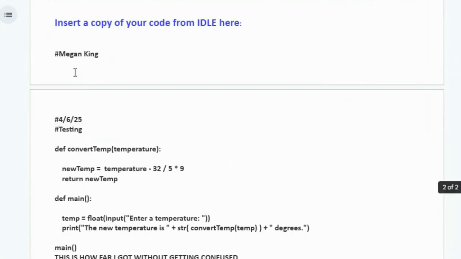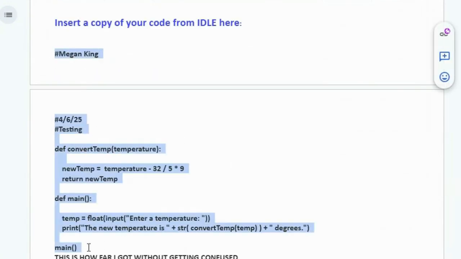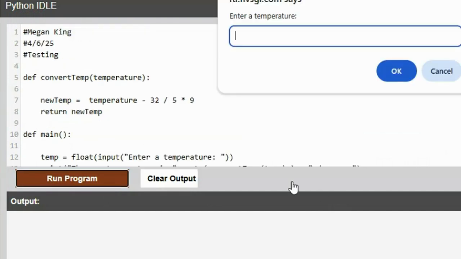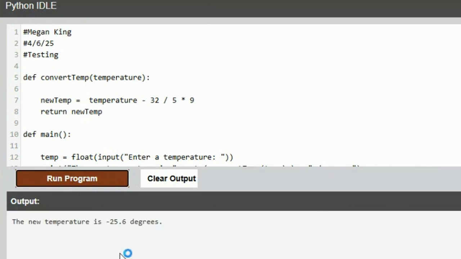So I got your code here. Let's look at that. I copied it into the Python window, and then I ran it. And it said, enter a temperature. Okay, am I entering a Celsius temperature? Am I entering a Fahrenheit temperature? Kelvin? What scale am I using? So I just said, okay, I'll enter 32 degrees. If this is Fahrenheit, it should come out as 0 Celsius, right? And it says the new temperature is negative 25.6 degrees. So I don't know. Okay, that's not Fahrenheit to Celsius.